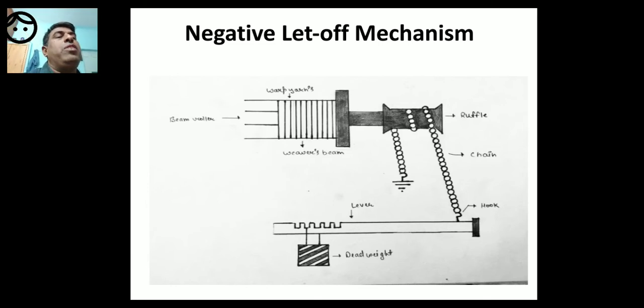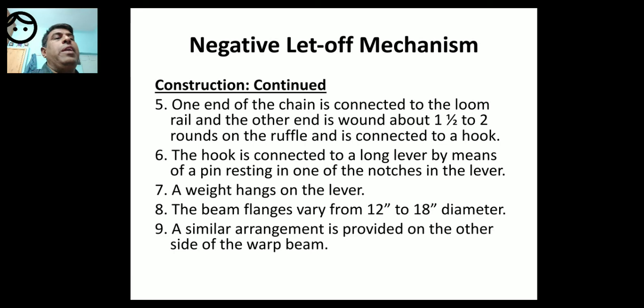There is one more picture of this negative let-off mechanism where you can see clearly the notches also, but here it is not given. So the hook is connected to a long lever by means of a pin resting in one of the notches in the lever. Next, long lever. So that is the word. In the diagram it is given lever, but it is long lever.